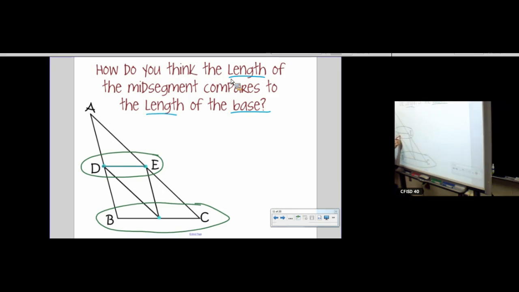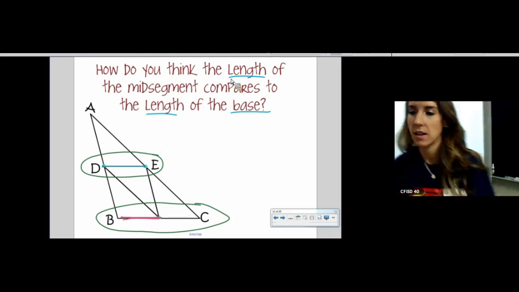Let's see if I can grab one. My alignment's off, so it's not letting me grab one. But if I could grab one, here, I'll just do this. There we go. If I measured it and then I compared, look at that. 1, 2. It takes 2 midsegments to fill in the base.